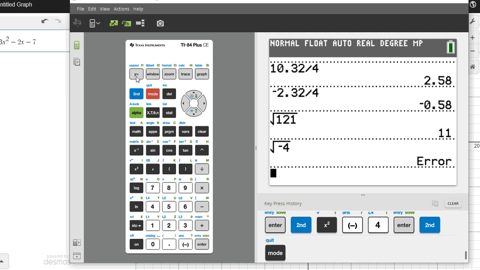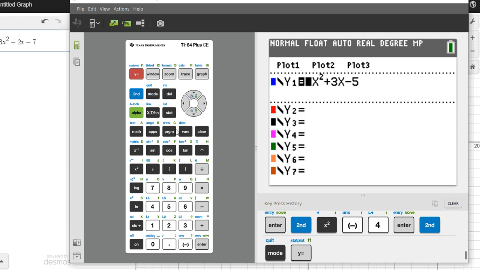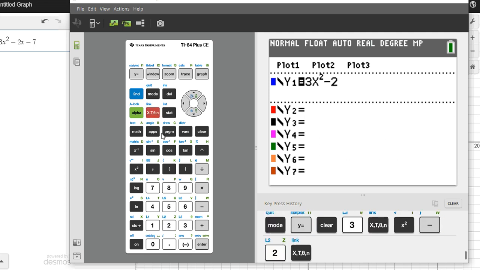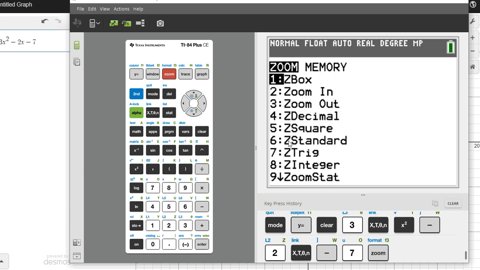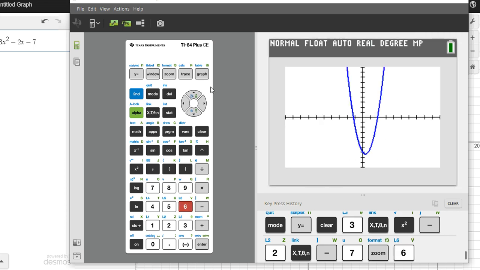You could also use your graphing calculator. If you go up to y equals, clear out any equation in there, 3x squared, subtract 2x, don't do negative, subtract 7, and then hit window, choose option 6 to standard window to make sure nobody's altered your window. And look, you'll see there are 2 x-intercepts, so we've done it correctly.